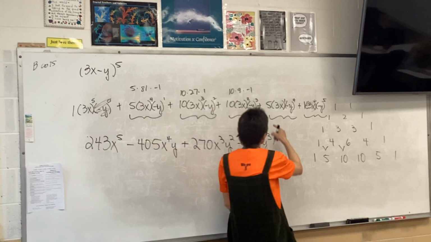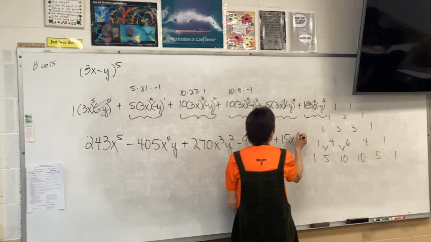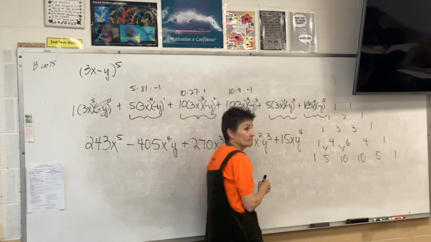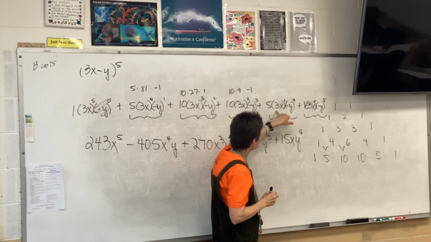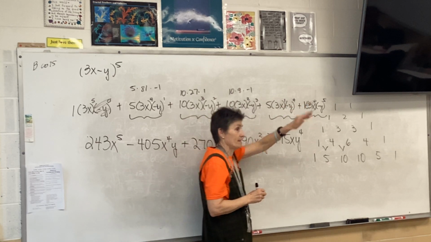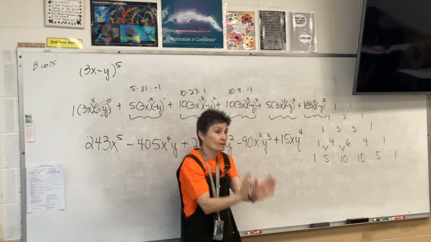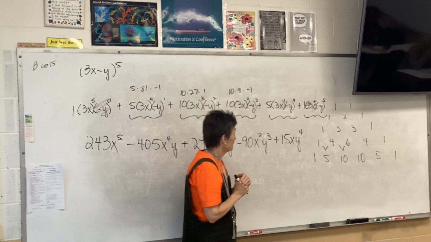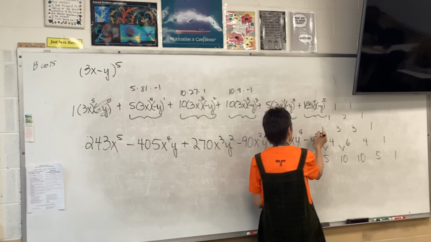All right, what'd you get for this one? 15 xy to the 4th. Because you have a 5, a 3, and a positive 1. A negative 1 to the 4th power is positive. And then what's your very last term here on the end? Negative y to the 5th.